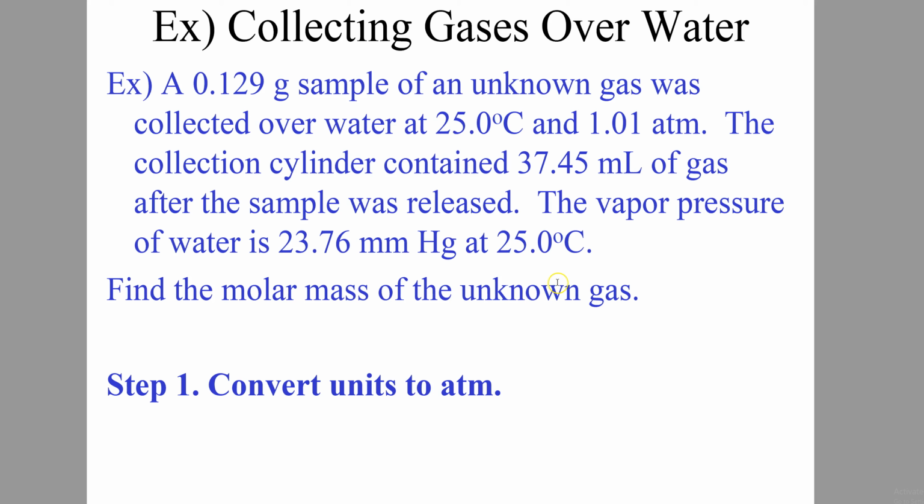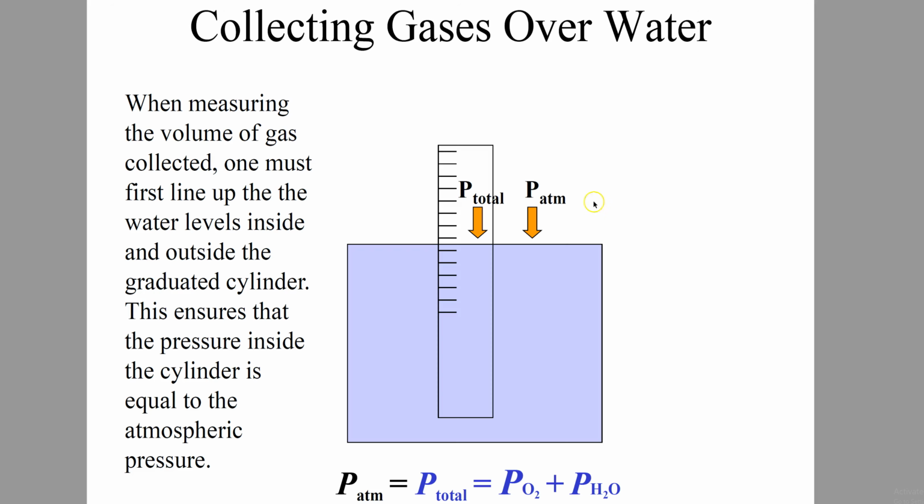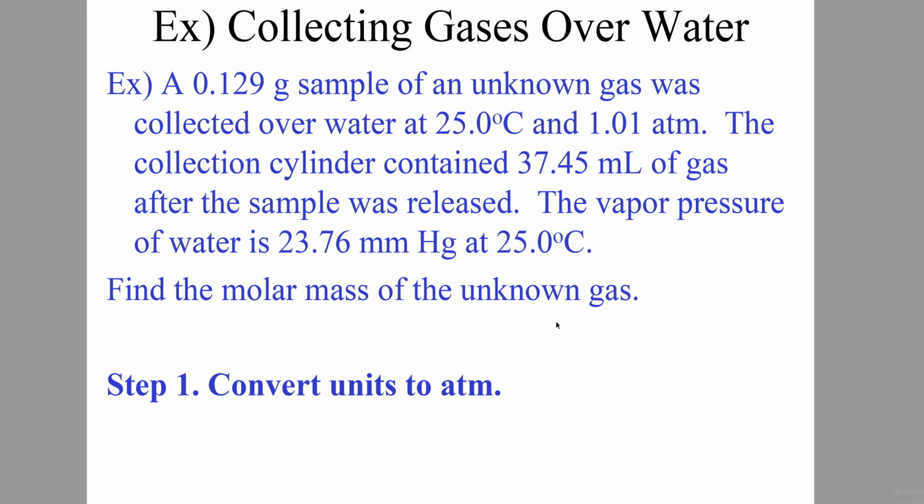So here's an example of collecting gases over water. A 0.129 gram sample of an unknown gas was collected over water at 25 degrees Celsius and 1 atm. The collection cylinder contained 37.45 milliliters of gas after the sample was released. The vapor pressure of water is 23.76 millimeters of mercury at 25. We have to take into account this vapor pressure because the total pressure includes the water in the inverted cylinder. The first question is, what is the molar mass of that unknown gas?